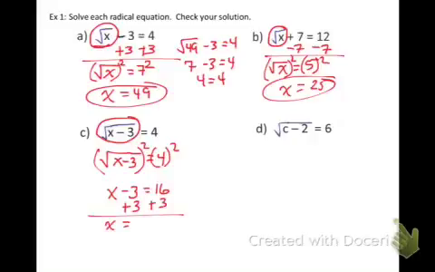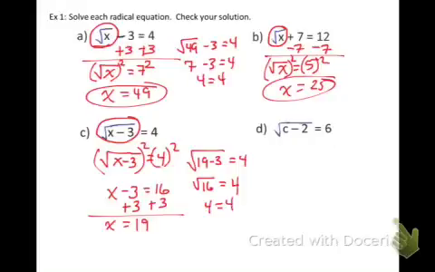And x equals 19. If I checked it, it would be 19 minus 3 inside, so square root of 16 equals 4. Well, I know square root of 16 is 4, so 4 equals 4. So that works. That's just checking it. Here's your answer, though. x equals 19.